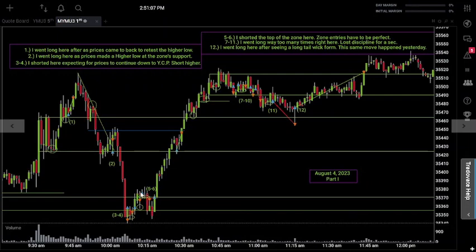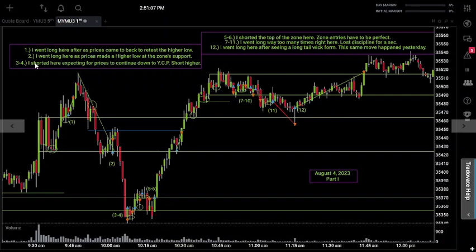Look at what I did at 5 and 6. I still shorted right here, but whenever you have a zone, you want to respect the wicks above the zone. That's something we'll get into a little bit later, one of the topics we have for today. But this is where you want to short from higher prices, up near resistance. Do not give in to that FOMO, no matter what.